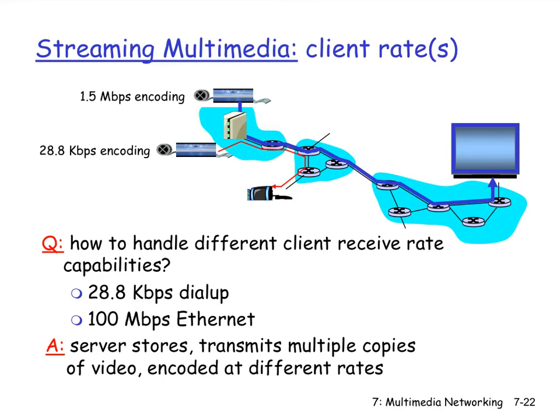But you can change it manually to say that, well, I have a high-speed connection, so please send me the high-quality video, or a low-speed connection, which means send the low-quality video. So this is the straightforward approach. The server will store multiple separate copies of the video.